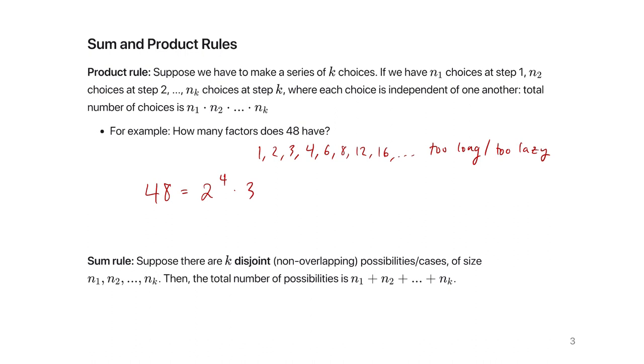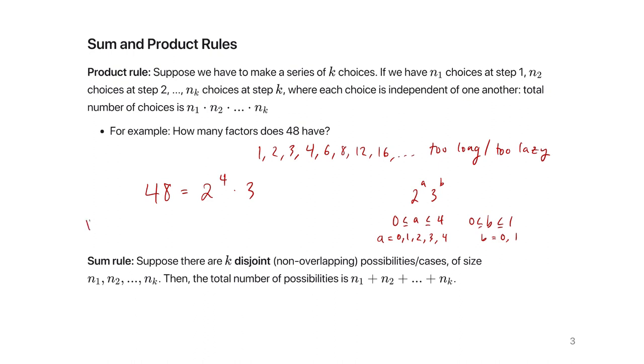Great. And now, when creating a factor of 48, we know it will look like 2 to the A times 3 to the B, right? It will be 2 to the something times 3 to the something else. And we know this A is between 0 and 4, inclusive, and B is between 0 and 1, inclusive. Right? So to be more specific, the number of choices we have for A is either 0, 1, 2, 3, or 4, and B is either 0 or 1.